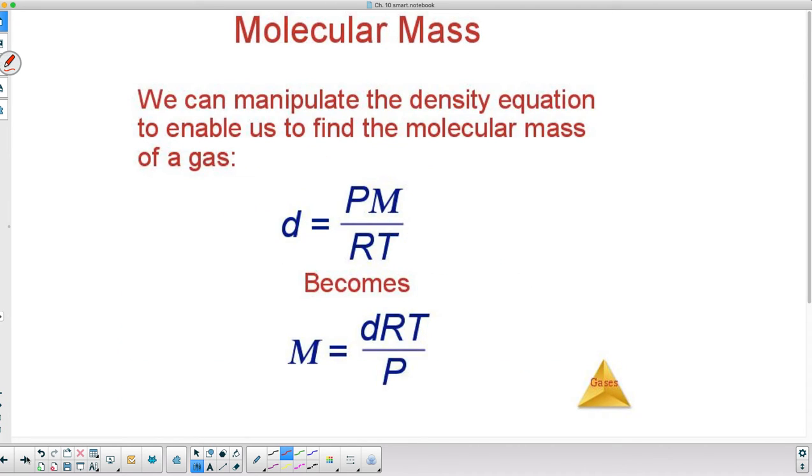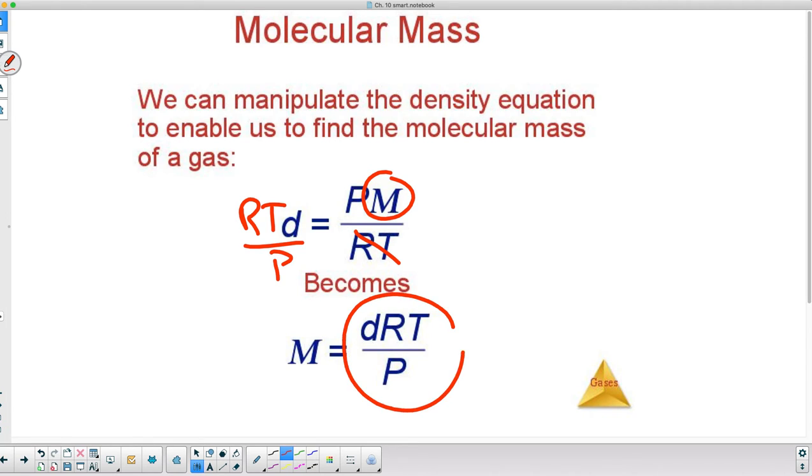What about molecular mass then? Well, if D equals PM divided by RT, and we solve for M, I would multiply by RT to get rid of that, and divide by P. So that's what we get here: density times R times T divided by P is molar mass. So we can always find the molar mass of a gas given the density of it, the temperature, and the pressure.